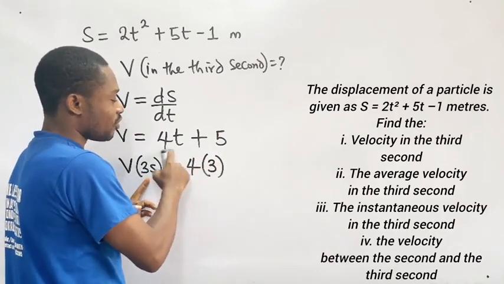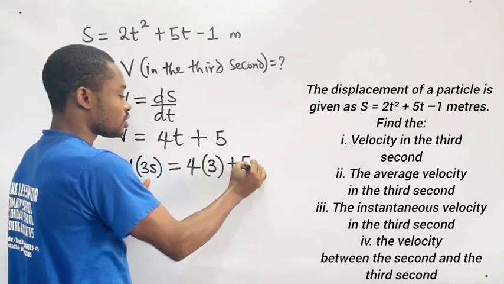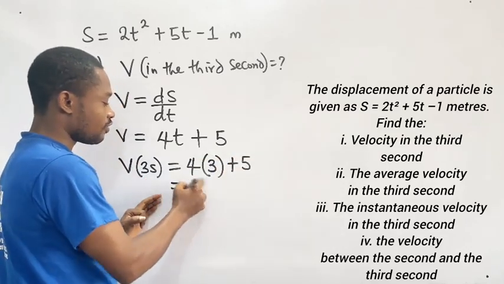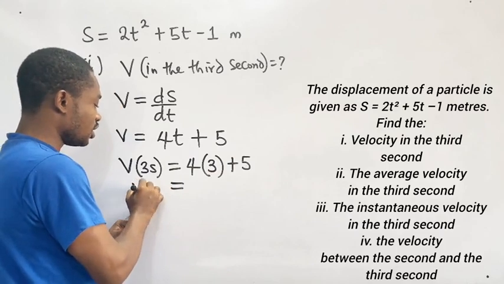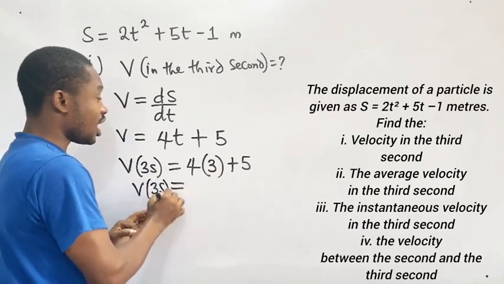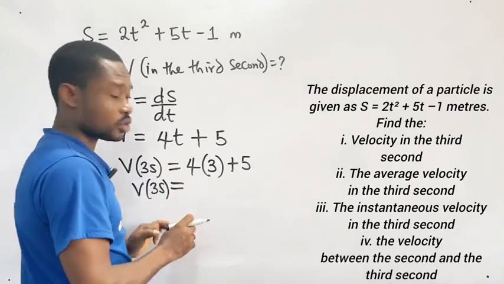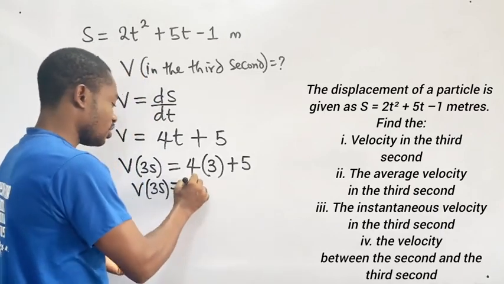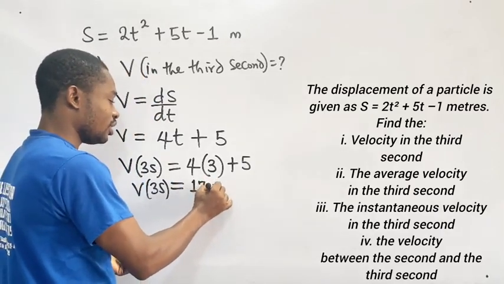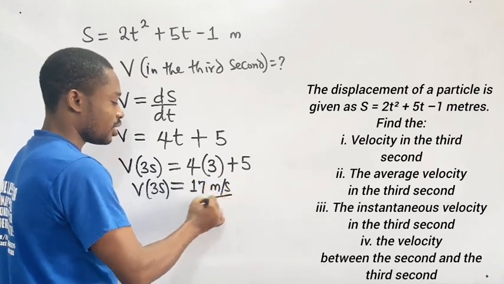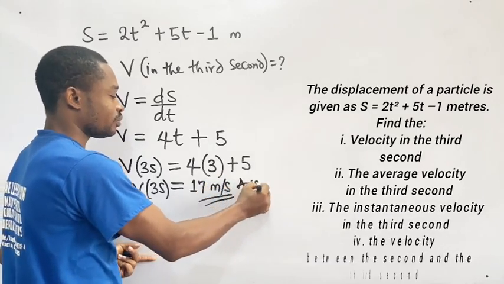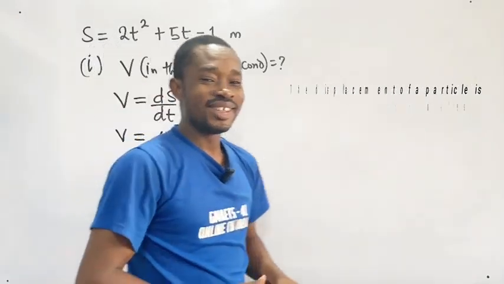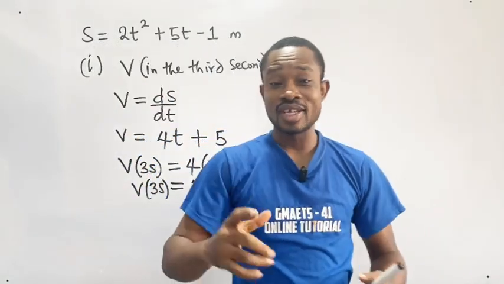So this is going to be 4 times 3 and then plus 5. And of course, if you work on this, your instantaneous velocity in 3 seconds, that is in the third second, is going to be equal to, this is 12, add 5, you get 17. So my answer is clearly 17 meters per second. Very simple. It's just for you to know the meaning of that velocity and that's it.